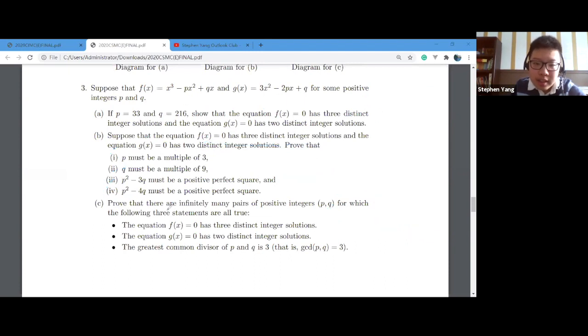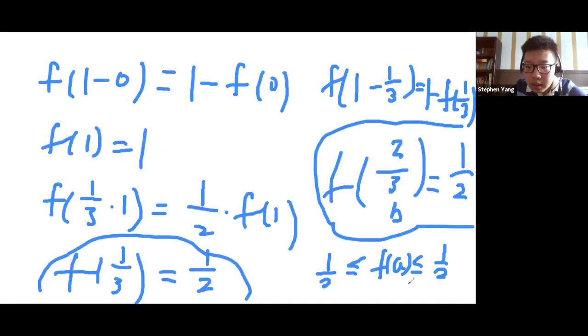And part C is just to prove that there are infinitely many pairs of positive integers p and q for which the following 3 statements are true. Now these 2 statements are equivalent to these 4 statements. And really it just adds another statement, which is that the greatest common divisor of p and q is 3, which means GCD(p, q) is equal to 3. Okay, so I will do part C on the whiteboard, and I need to clear something.